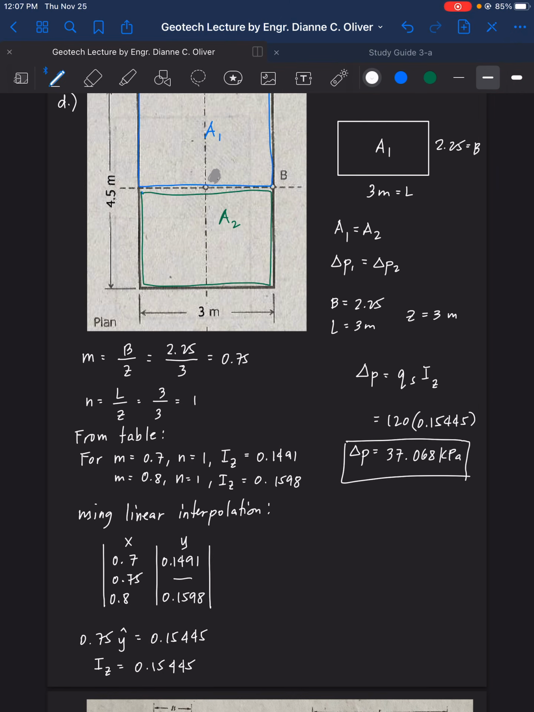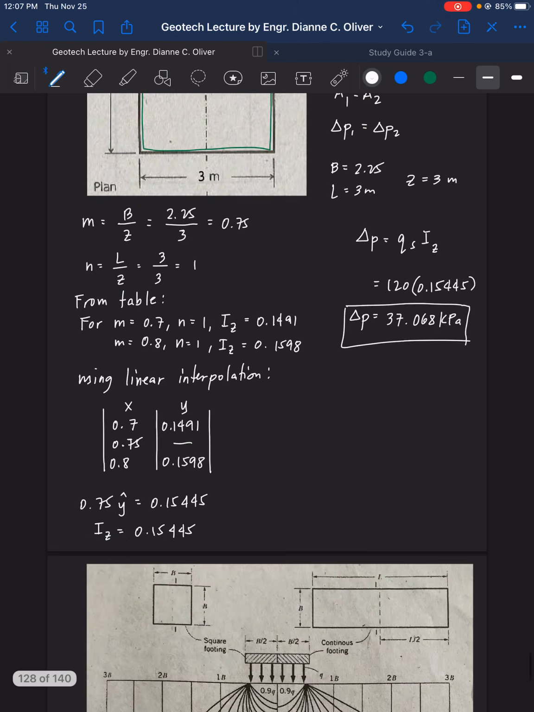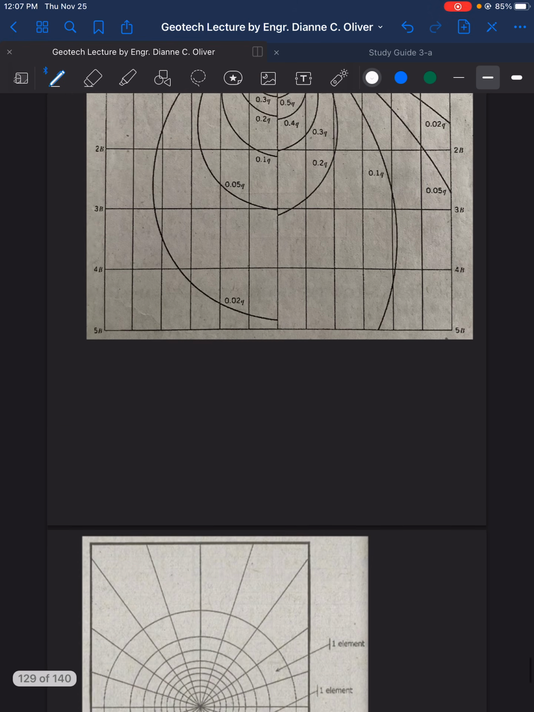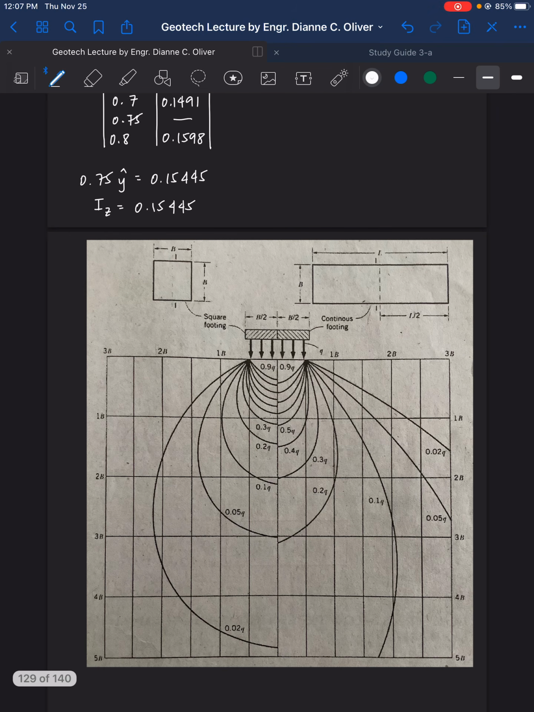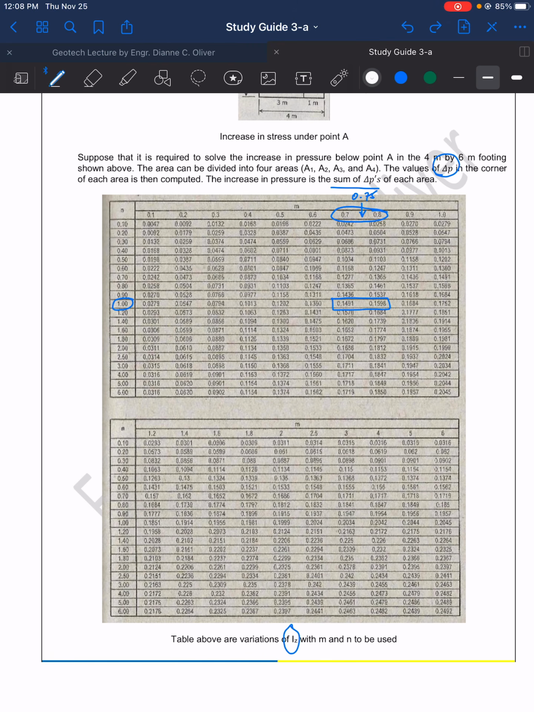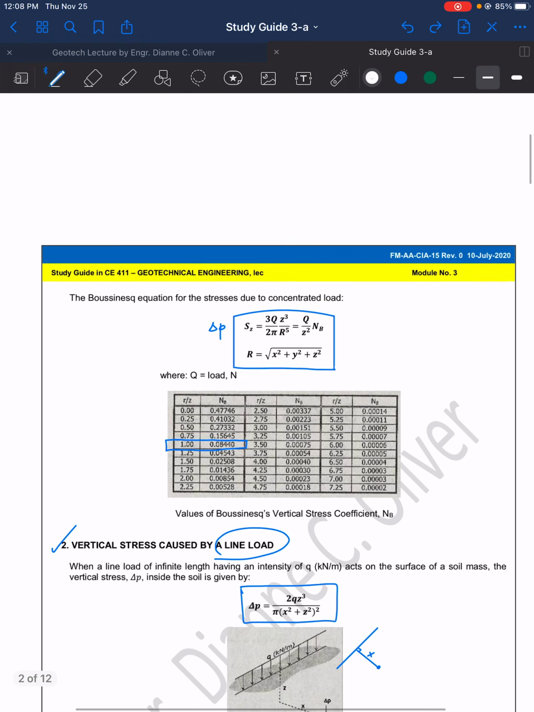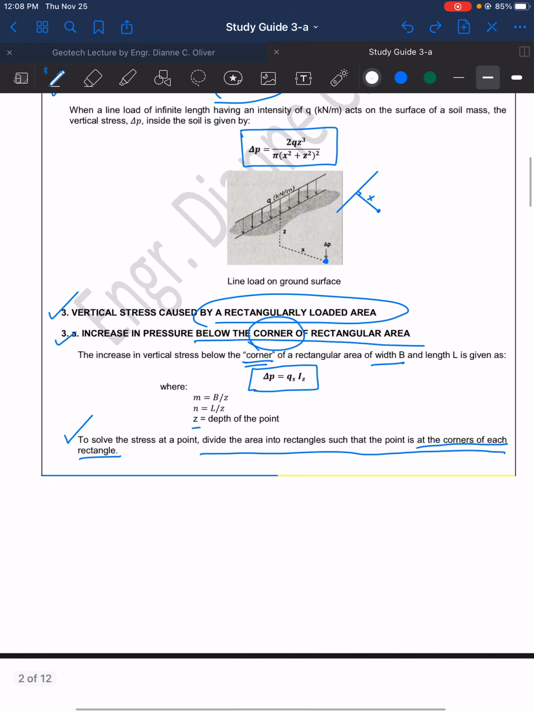Right, so that's for this video. For part 2 of our video, we will use the other formulas. So in this video, we just discussed formulas for case 1, 2, 3-B: the line load, the point load, then the rectangular loaded area.